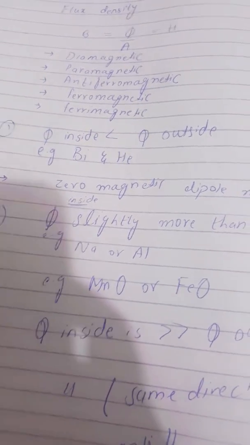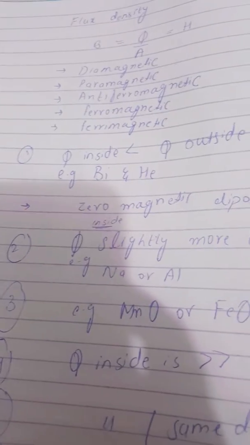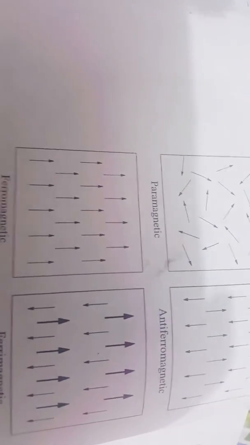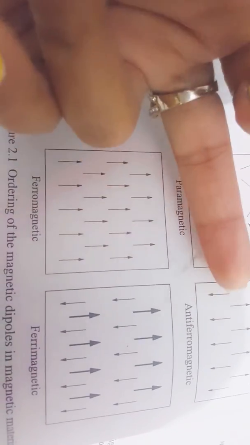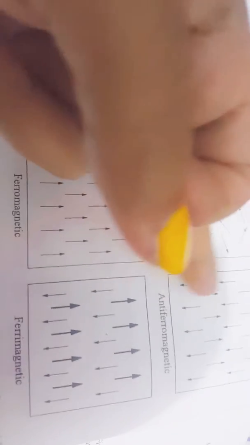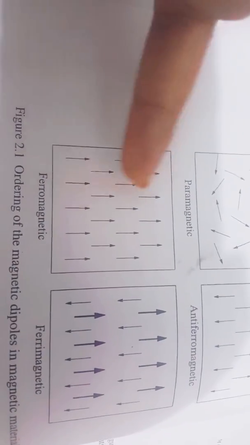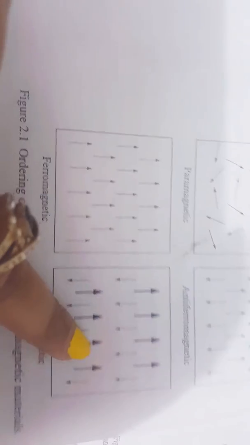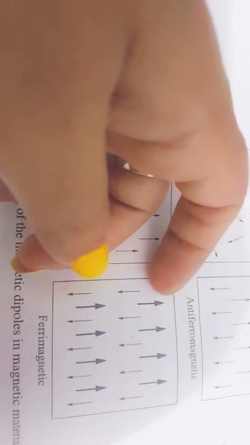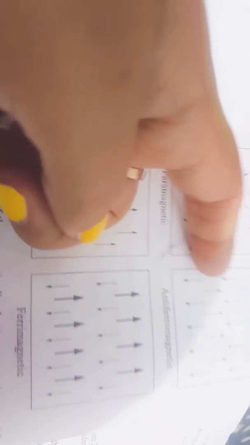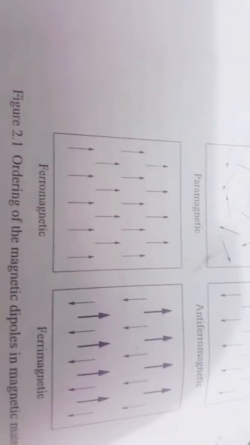The difference between ferro and ferri I already told you, so I'll show you the figure. This is the figure. You can see in paramagnetic they are randomly oriented. In antiferromagnetic they are anti-parallel oriented, and ferromagnetic are parallel oriented, while ferrimagnetic are anti-parallel in alignment. So what's the difference? Some of these have larger dipole moments, and these are the same. So this was it.